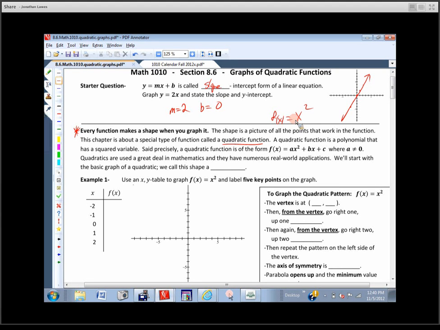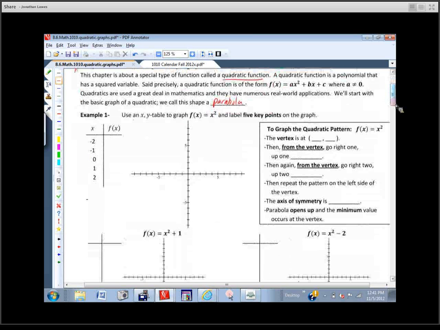And what we're going to start with is the basic graph of a quadratic. And what do we call this shape? We call it a parabola. Okay? Now, we're going to make this shape. If you've done these before, I don't care. I'd like you to think about them this way. Okay? We're going to cover the basics on the first page, and then we're not going to be making XY tables anymore. You better understand why this makes the shape it does, okay, and what that pattern is.